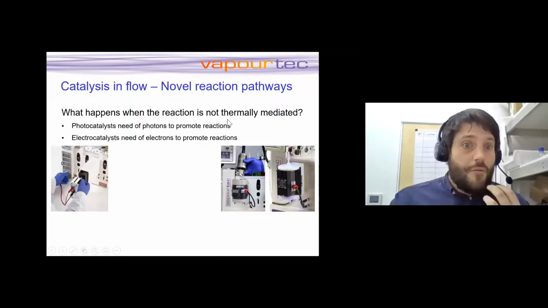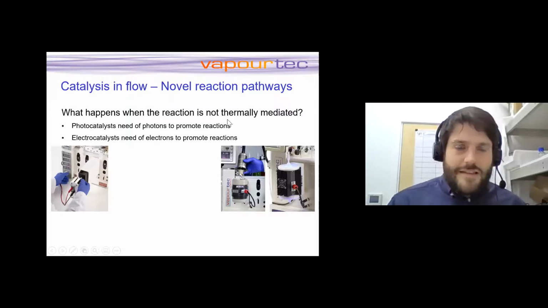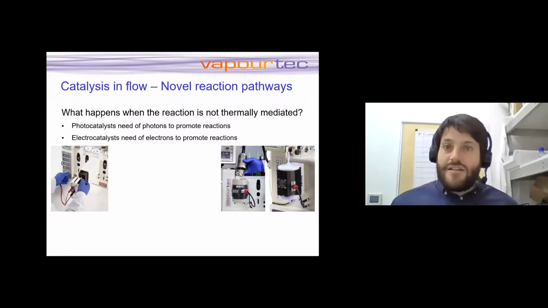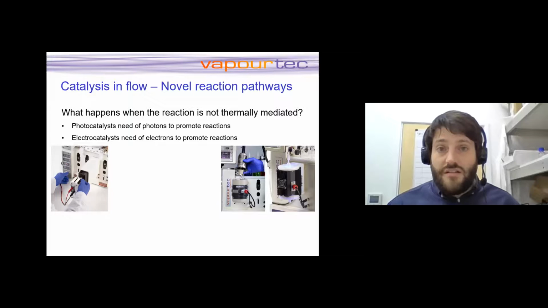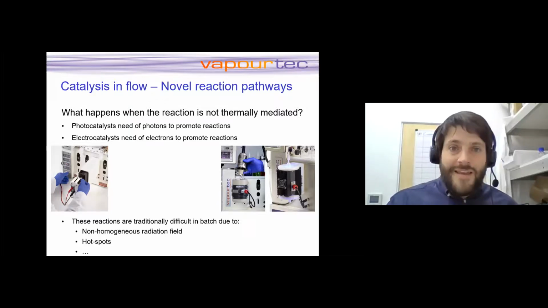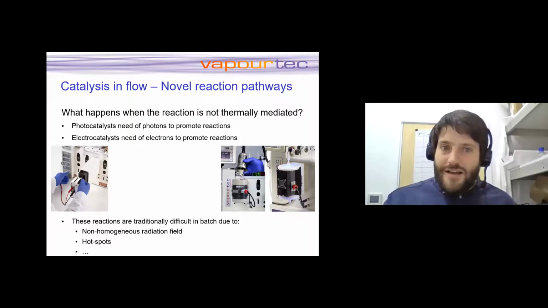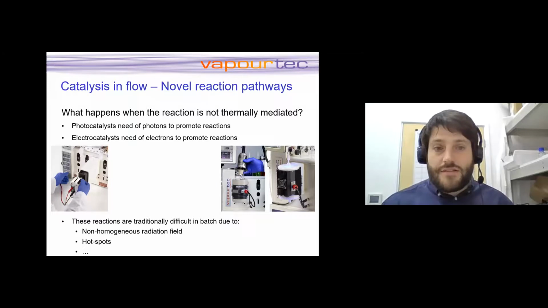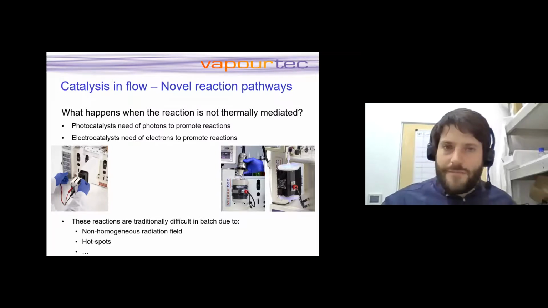And we developed in 2018, 2019, I believe, our electrochemical reactor. This is the Ion electrochemical reactor that just allows you to promote, well, as the name says itself, electrochemistry. These two examples are traditionally quite difficult to achieve in batch, simply because we'll never reach a homogeneous radiation field in batch, and it will cause hotspots, and it's very difficult to reproduce with confidence.